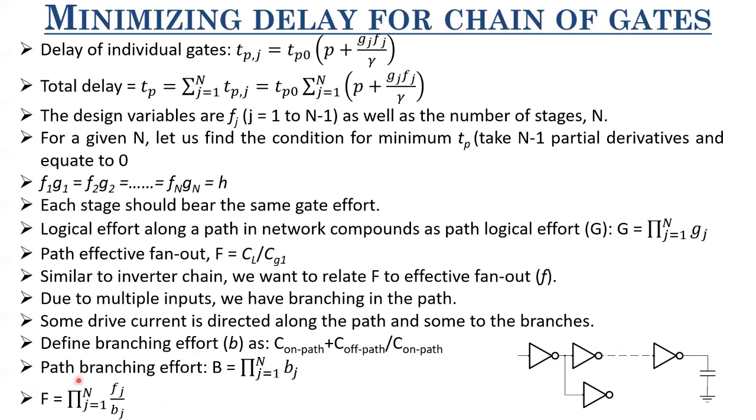So this capital F, the path effective fan out, is the product of Fj, which is the fan out of the individual stage, divided by Bj, which is the branching effort of the individual stage, right? So this is how you can relate this capital F to this small f in the case of a chain of complex gates. Now let us find out the optimized gate effort per stage and then find out the optimal delay for this chain of complex logic gates.